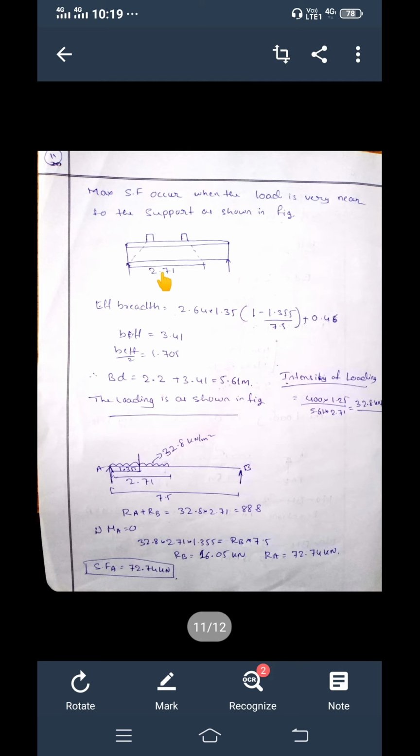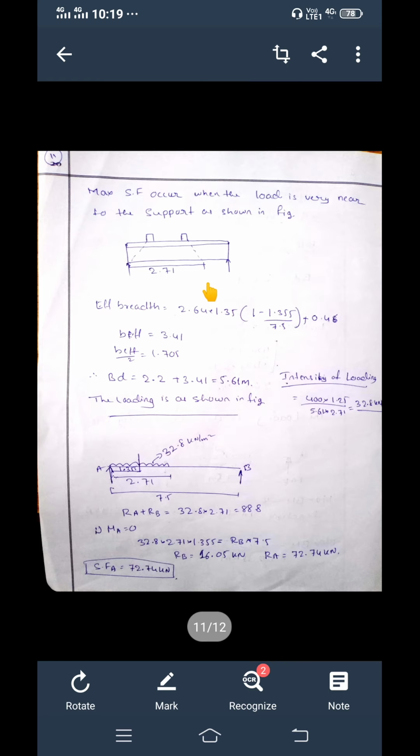Here the vehicle has been kept nearer to the support. At what distance has it been kept? So here alpha into a is what? It is the distance from the support where the center of gravity of the load is going to act.